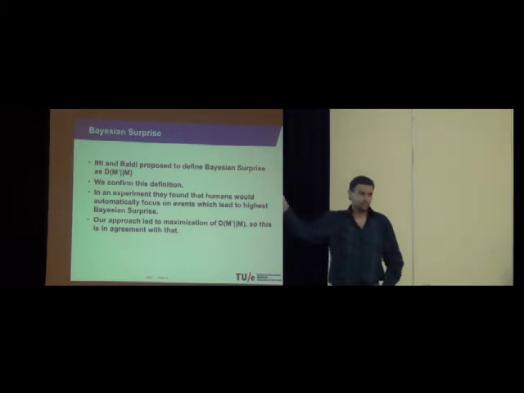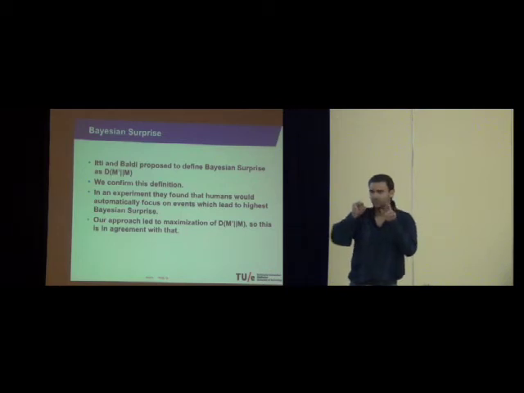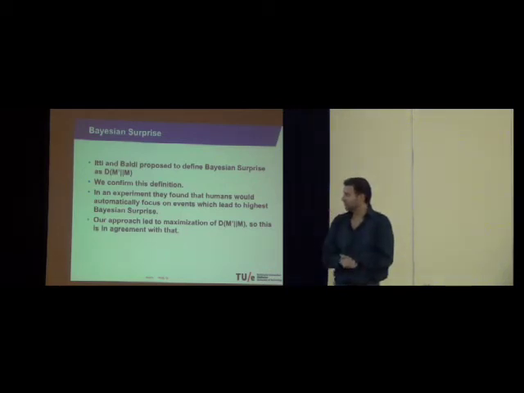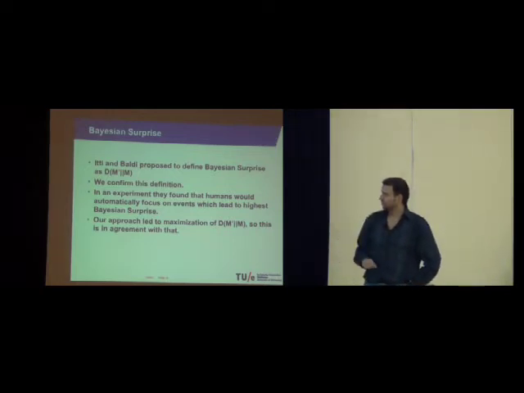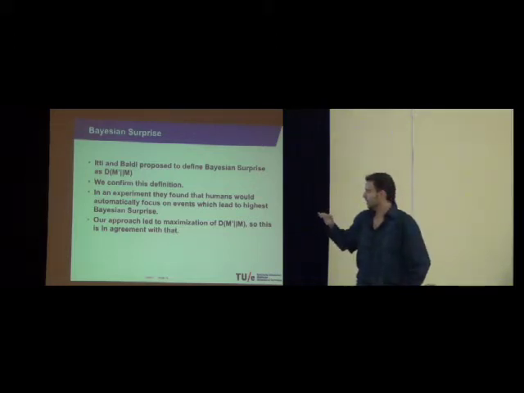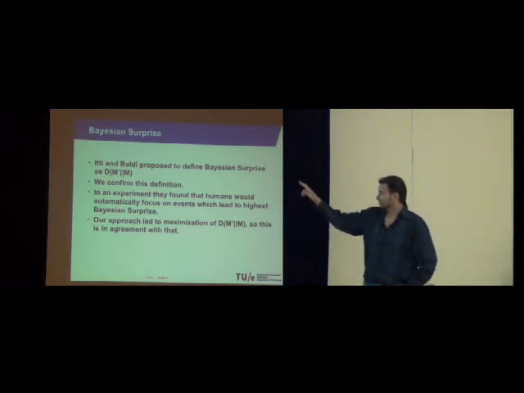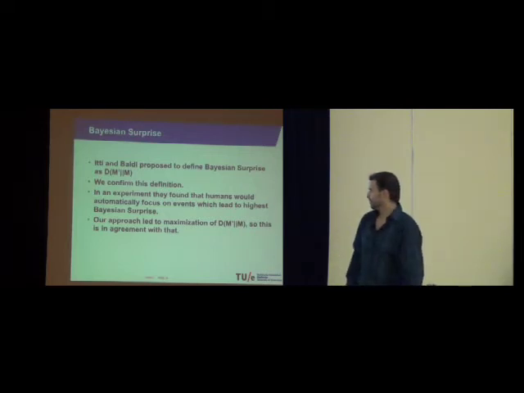And what they did in an experiment with humans, they had something on their eyes where they could analyze where people would look in a movie. And they found out that humans would automatically focus on things in the movie that would generate maximum Bayesian surprise. And they compared it with, I think, six other measures like saliency and normal entropy. And they found out that this term, the Bayesian surprise, with the Kullback-Leibler divergence, was the best way to describe and predict where humans would look. So our proposal led to maximization of that. So this is in agreement with that. Even humans seem to do that. And so that's very encouraging.